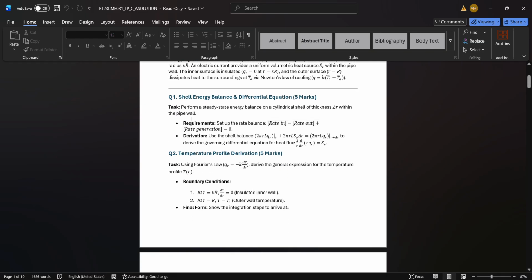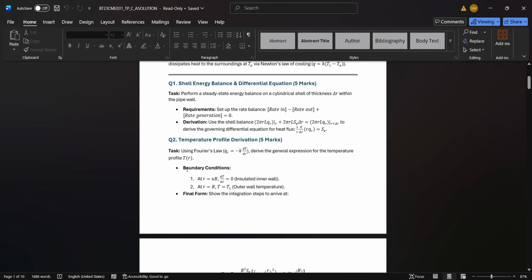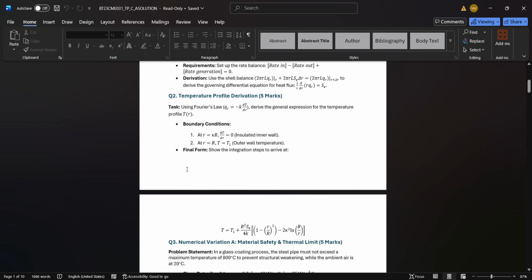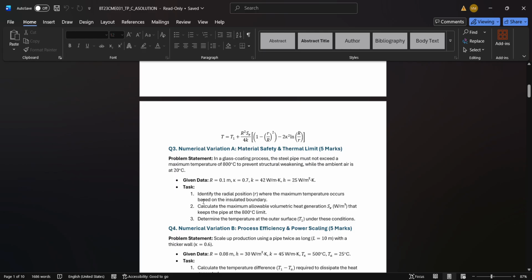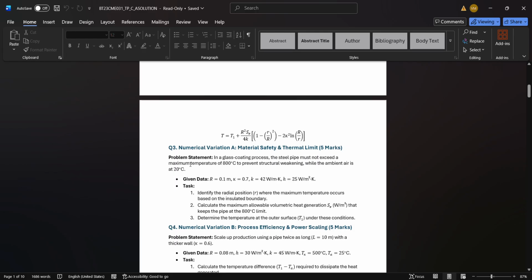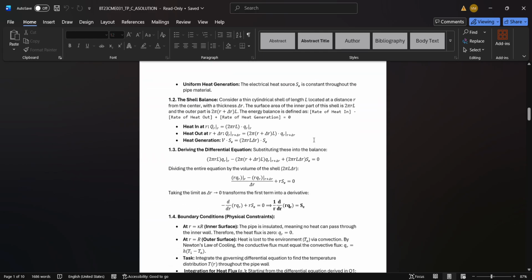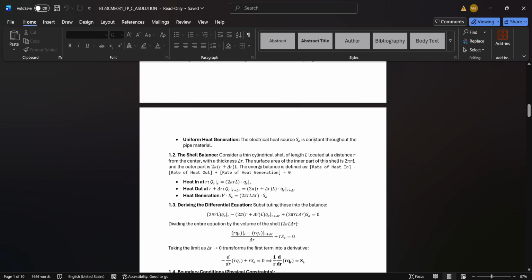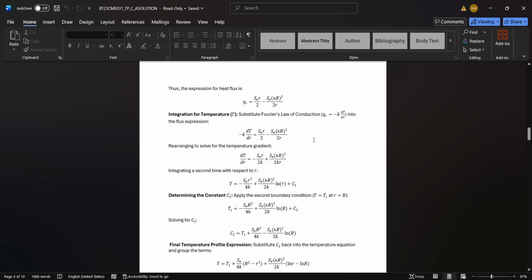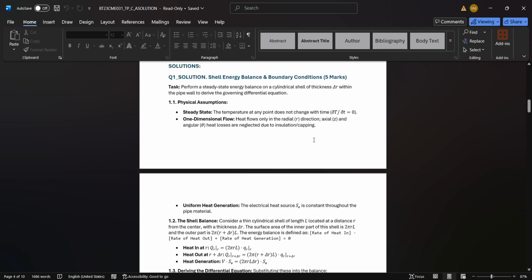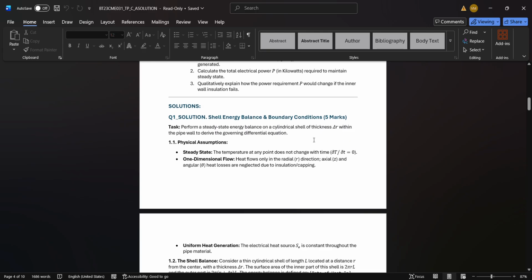Now our first aim is to solve this problem and to derive the profile equation of temperature with the help of shell balance, and secondly we'll develop a profile equation with the help of the equation of change, and we'll solve some numericals as well. So let us solve this question by the shell balance approach.